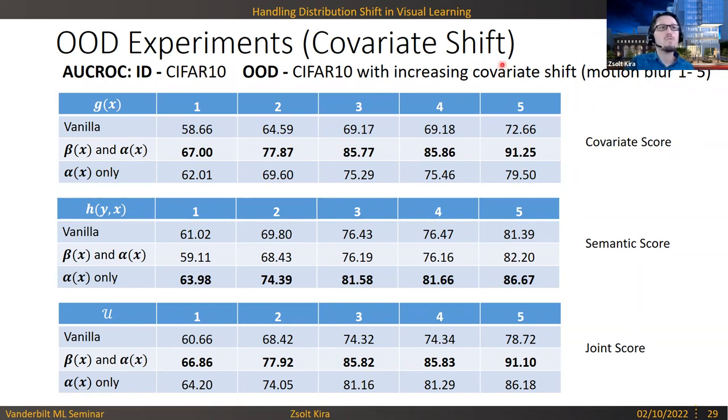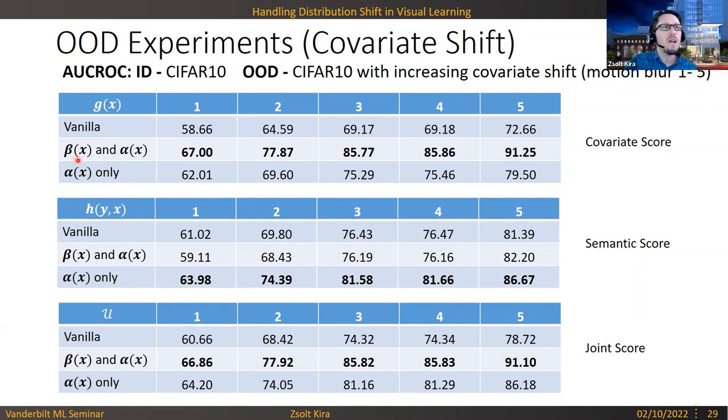So in this case, we should expect that the covariate scoring function should do better. And indeed, that's what we see. Here we compare vanilla, our beta and alpha methods where we just learn both, or our alpha where we only learn alpha. And again, you can have different variants of learning different parts of the decomposition.